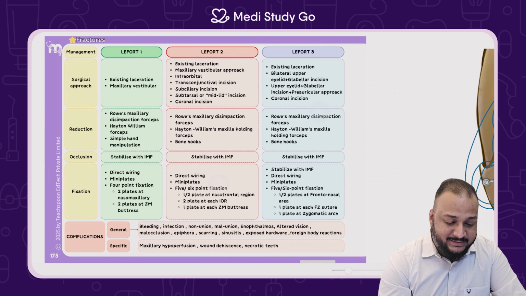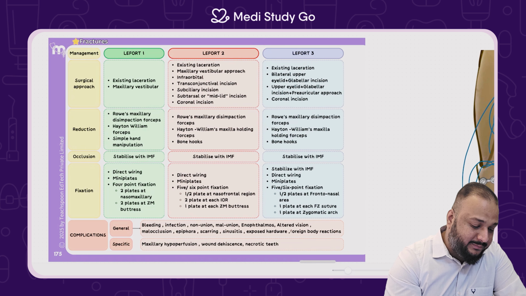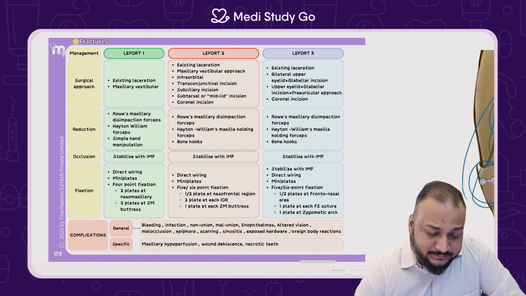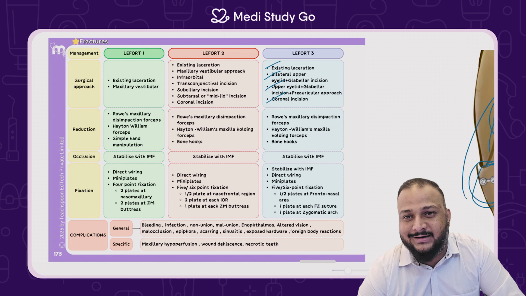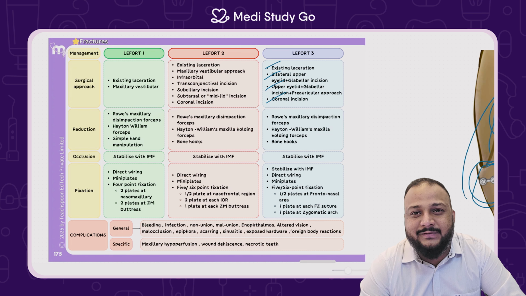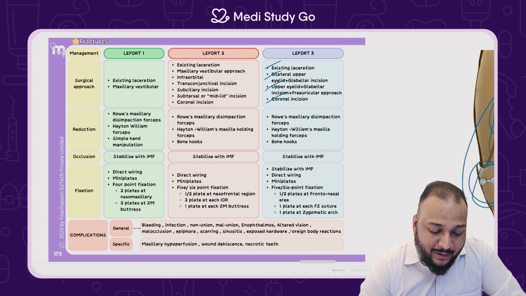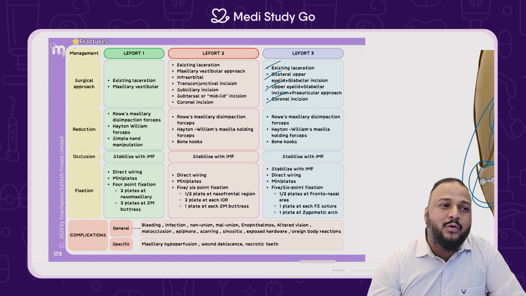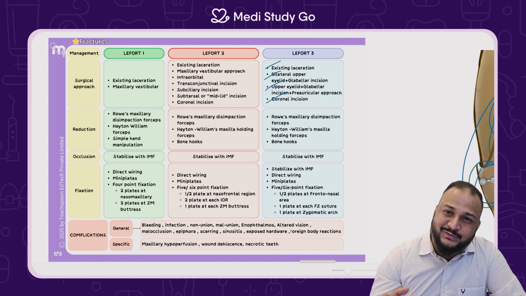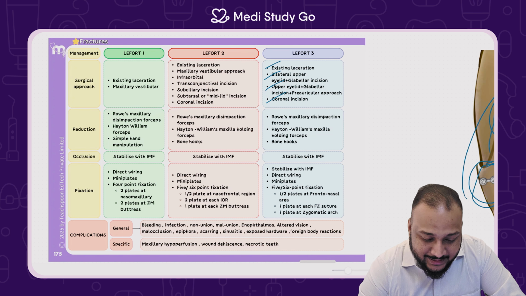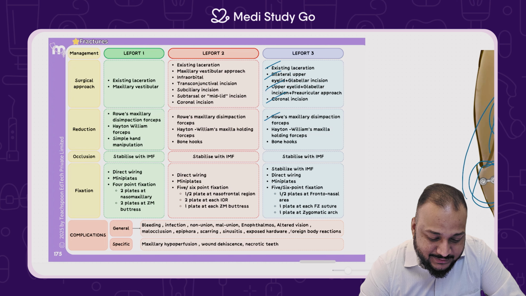Next, look at the approaches and the reduction. MediStudyGo and Mind Maps has provided a very beautiful illustrated algorithm over here. Lefort 3 can be approached through an existing laceration, upper and lower glabellar incisions, an upper eyelid incision, and a coronal incision. How do you reduce it? You have to manually move all the moving parts to expose and reduce the fracture, using instruments such as Rowe's disimpaction forceps, Hayton-Williams forceps, and bone hooks.